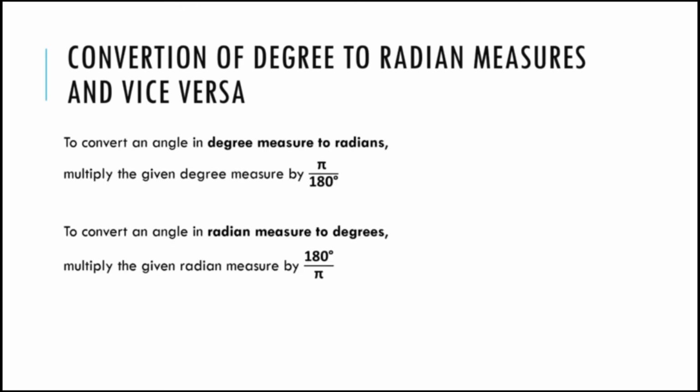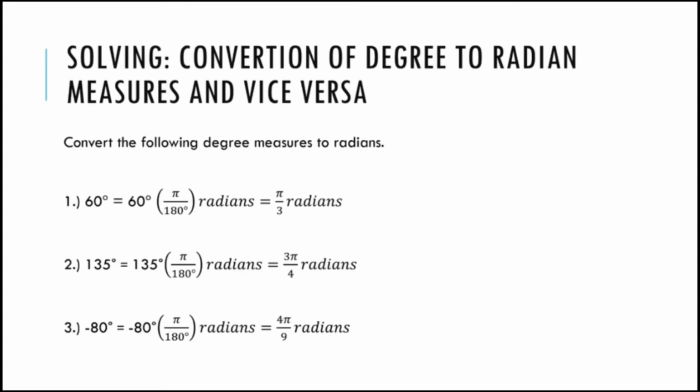To convert an angle in degree measure to radians, we need to multiply the given degree measure by pi over 180 degrees. And on the other side, to convert an angle in radian measure to degrees, multiply the given radian measure by 180 degrees over pi. And now here are some examples showing you how to convert degree measures into radians.